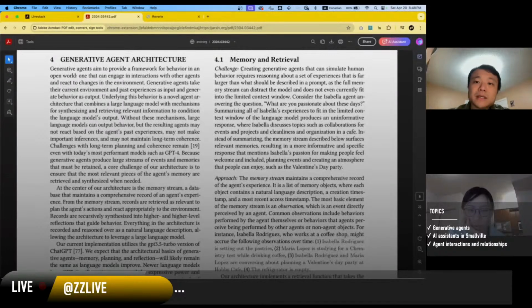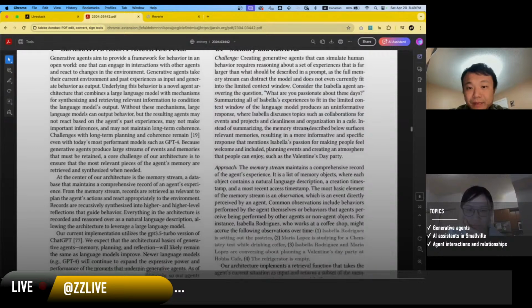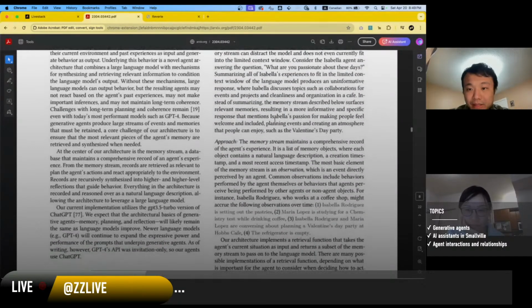No. Okay. Creating a generative agent that can simulate human behavior requires reasoning about a set of experiences that is far larger than what should be described in the prompt, as the full memory stream can distract and be hard to fit in the context window. Okay, we understand the problem. I'm going to skip that.